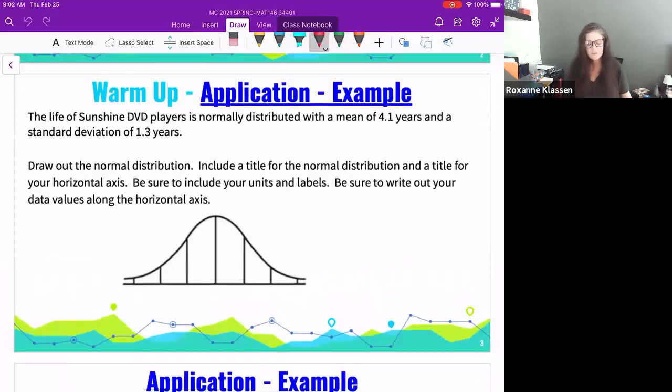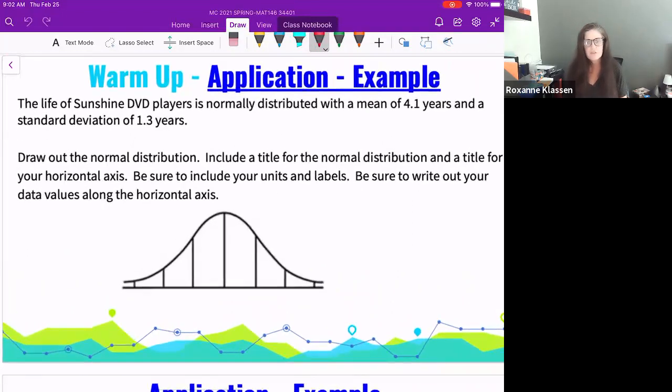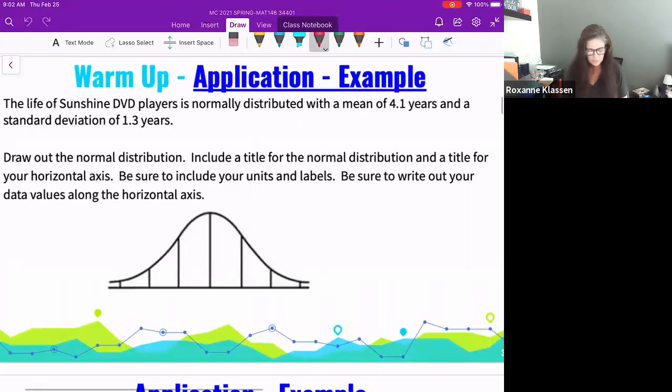The life of Sunshine DVD players is normally distributed with a mean of 4.1 years and a standard deviation of 1.3 years. So if you look on that document that I just gave you, this is number 1. And I have a picture drawn for you. And then it says, draw out the normal distribution, include a title for the normal distribution and a title for your horizontal axis. Be sure to include your units and labels, and then write out your data values along the horizontal axis. So this is what we were doing yesterday, right?